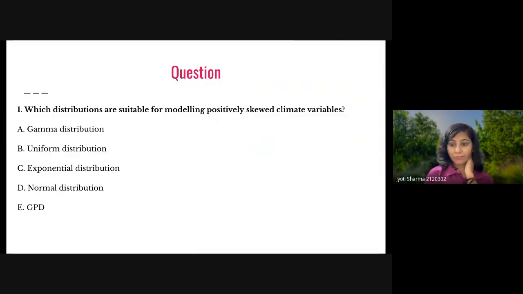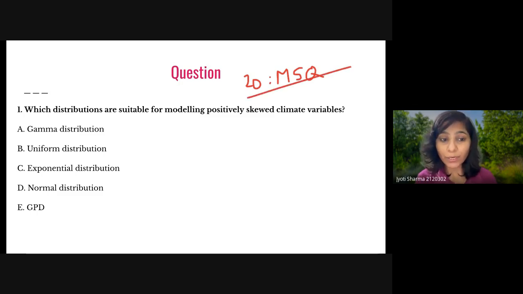Okay, my first question is: which distributions are suitable for modeling a positively skewed climate variable? If your data is positively skewed, what kind of distribution can you use for that data set? We have options here: gamma distribution, uniform distribution, exponential distribution, normal distribution, generalized Pareto distribution. This is MSQ, you need to select multiple. We will have 20 MSQ questions like the assignment, not exactly the same but similar. I encourage you to give an answer, and I will try to correct it. Even if you give me a wrong one, maybe this is the way you can learn more.